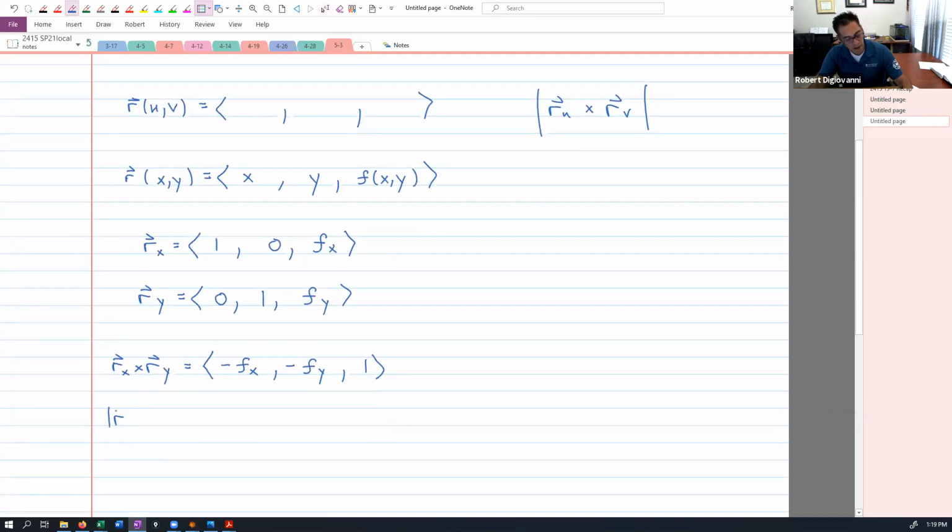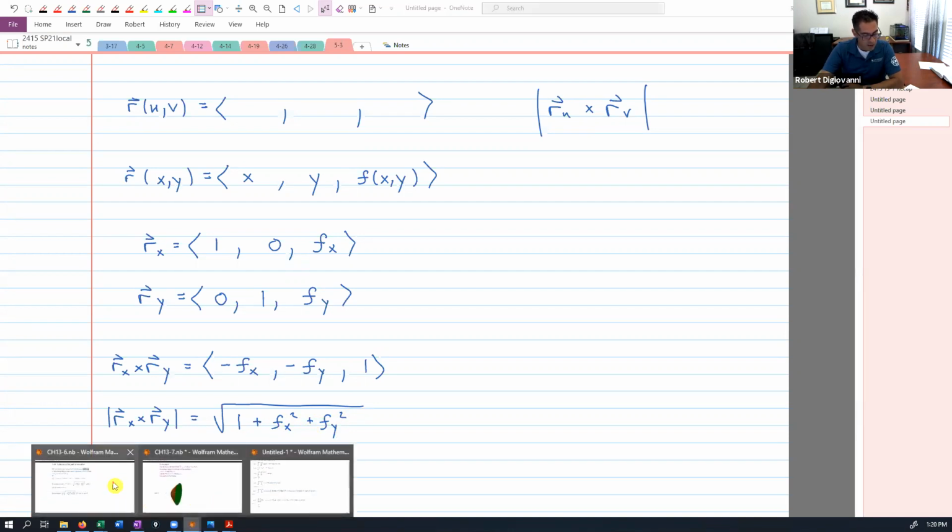And then when you take that magnitude, you get square root of, well, when you square these, the negatives go away. So you get 1 plus, I'm changing the order, partial of f with respect to x squared plus partial of f with respect to y squared, and that's it. That's what that note was saying.